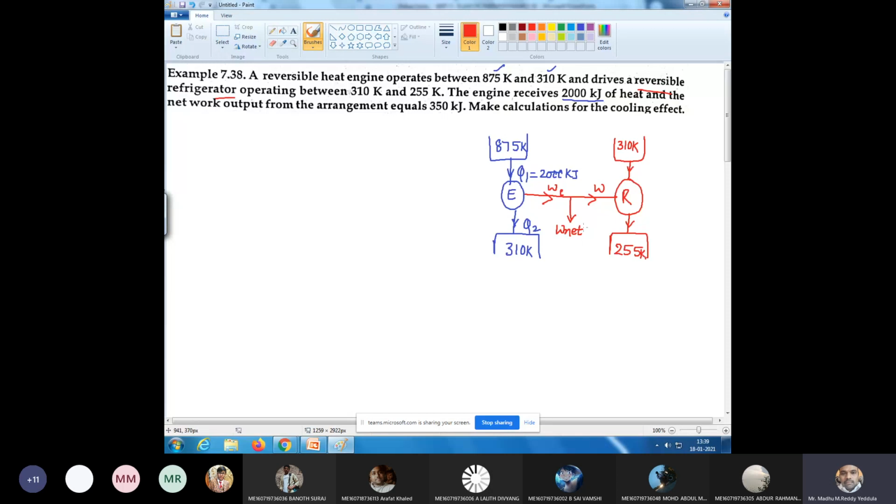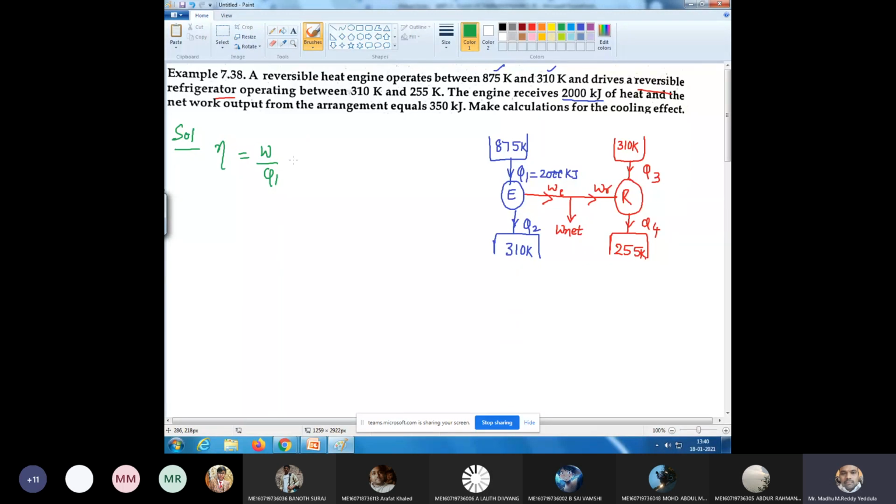255 Kelvin over here. Let us say this is Q3 and this is Q4. This is the refrigerator. What is asked is to make calculations for the cooling effect. Now, how to calculate the efficiency of the engine? Efficiency is equal to work done by heat supplied.